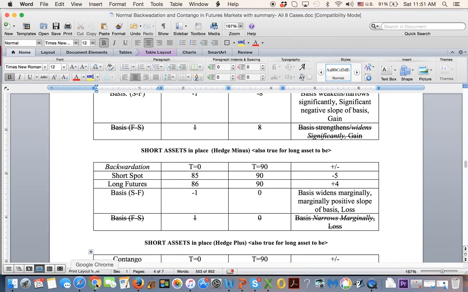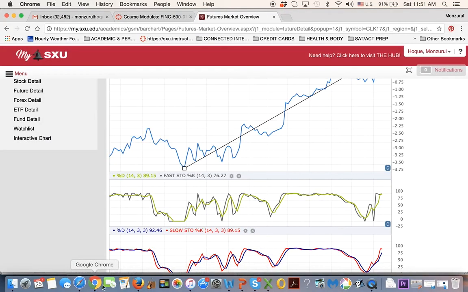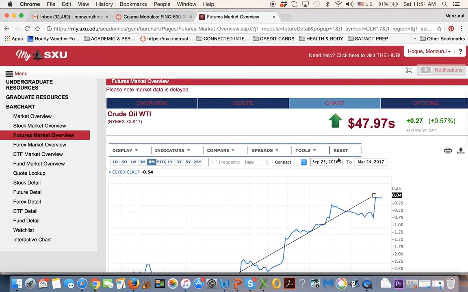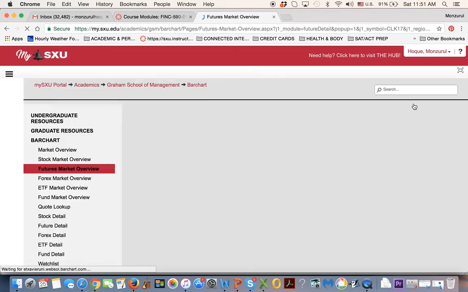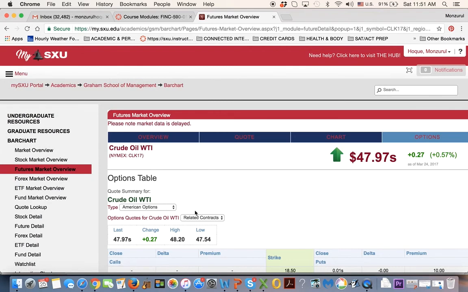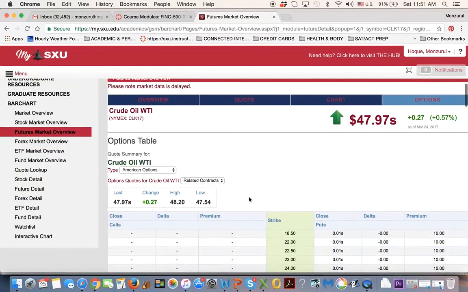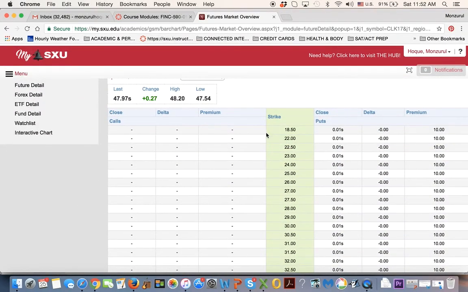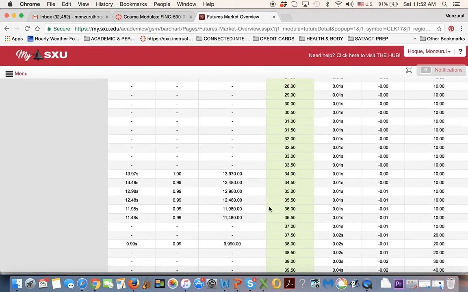And then there is another thing that you have to do on the bar chart. You see here, you have to give me an option. So if you go to options, click on options, then you get the crude oil WTI American options, and then you have to tell me what it means, and especially the delta. You see 13.97 for a strike of 34. So you multiply by 1,000, which is the contract size, 1,000 barrels, which is 13,970.